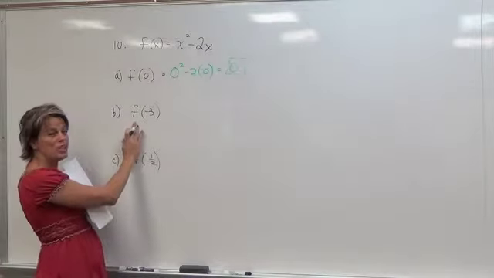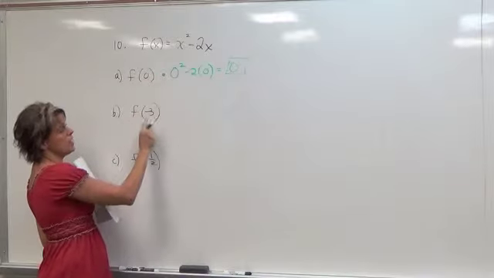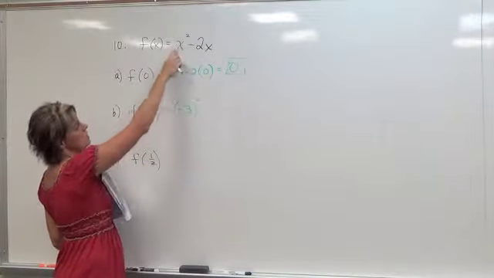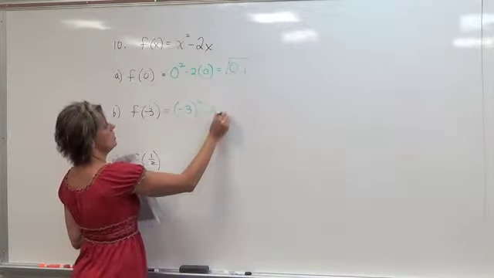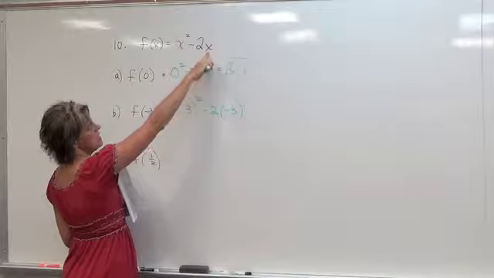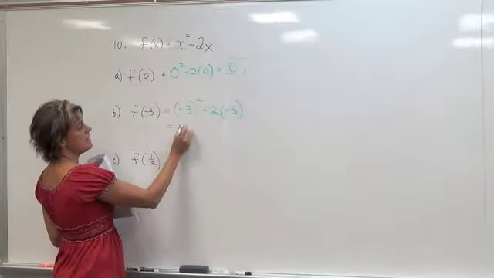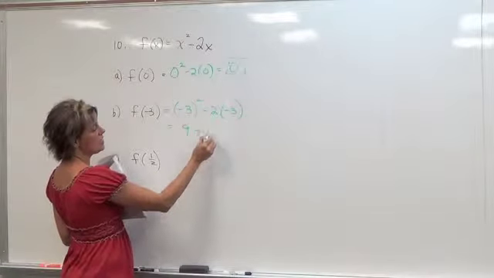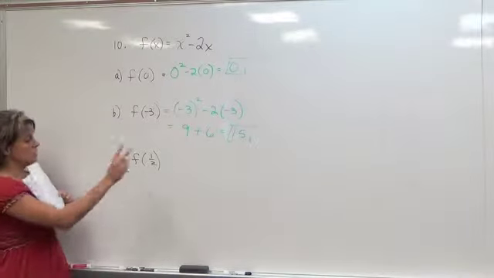Same thing, they want you to find f of negative 3. So instead of putting in an x, wherever you see an x, you're going to plug in a negative 3. So watch your negatives here. X is negative 3 and you're squaring all that, so be careful. So again, instead of this x, I put in a negative 3. So negative 3 squared is 9. I don't care how you do this, but right here you're going to get a positive 6, so you're going to get 15.